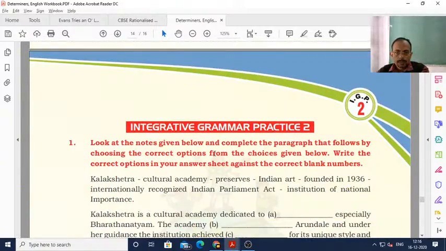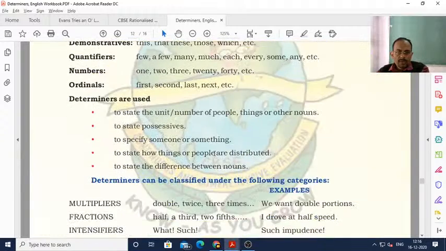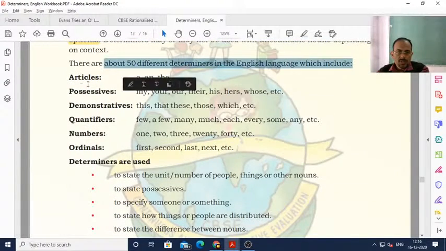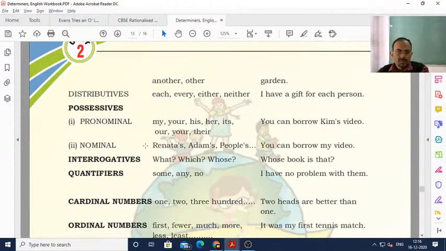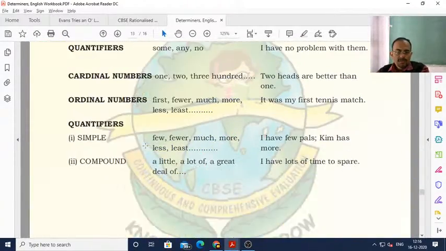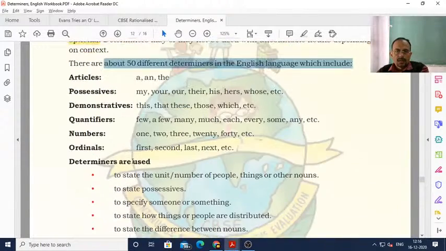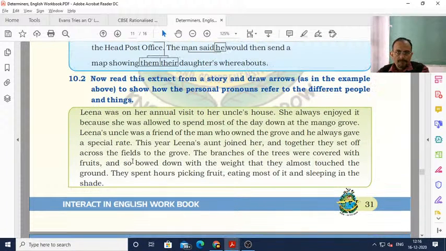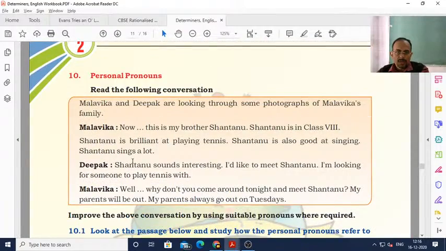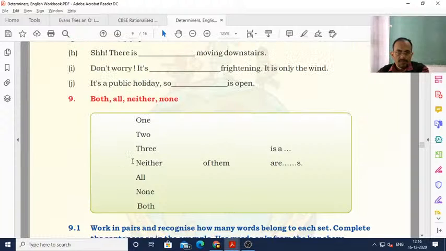So, dear students, here what you need to do is just remember key articles, possessives, demonstratives, quantifiers, numbers, ordinals, cardinals, distributives. These are all examples, and there are some more examples also. You remember all these examples, and remember that they are used before the noun. That's it. This personal pronoun is given here. That is very simple for you. They are very simple for you.